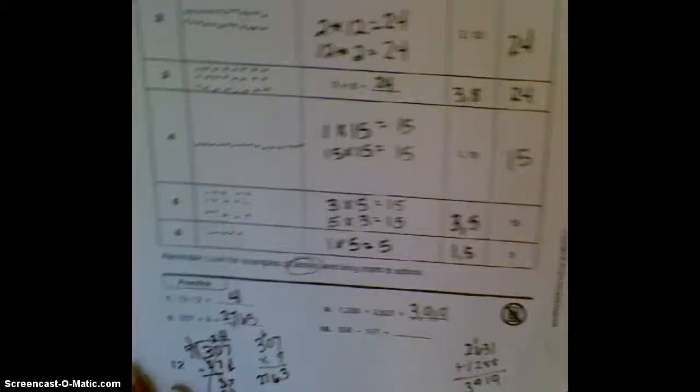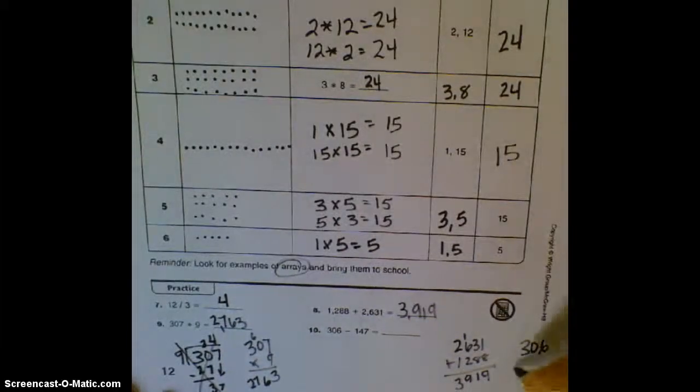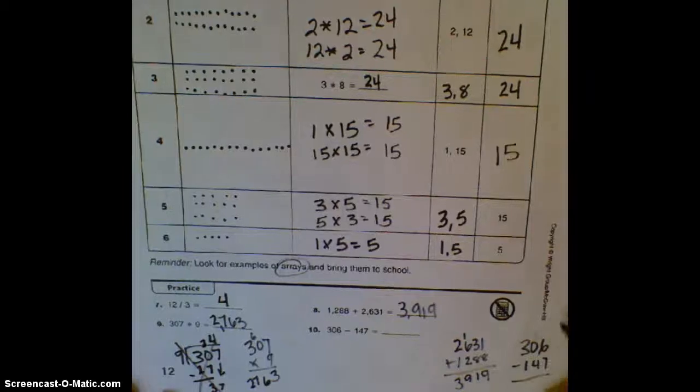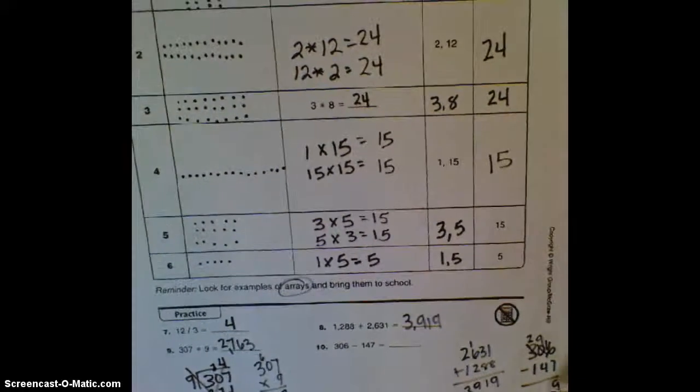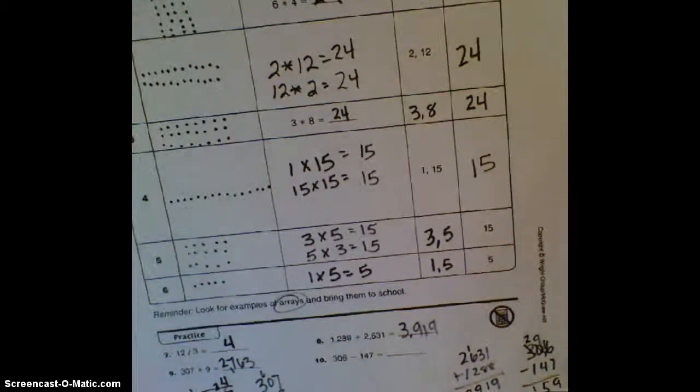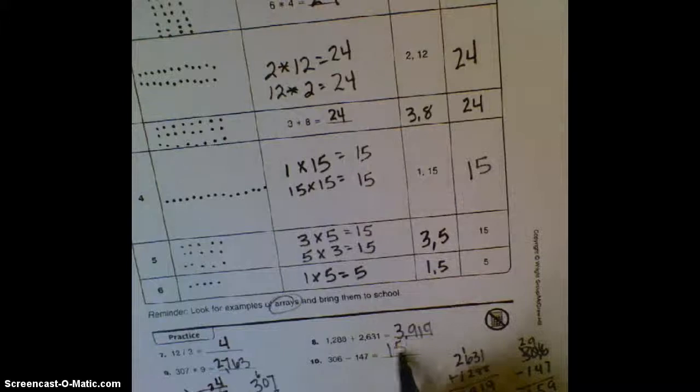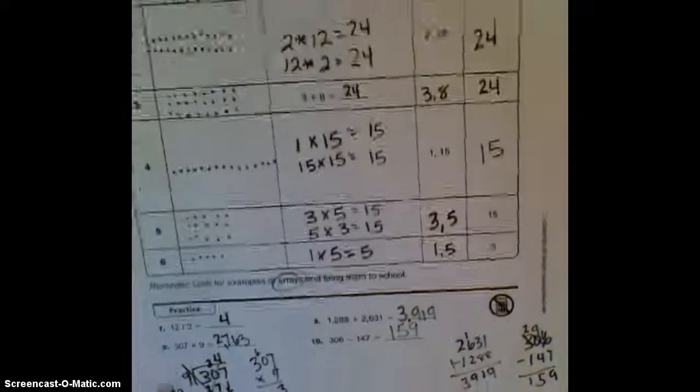And here we've got some subtracting. 306 minus 147. Need to do a little regrouping here. And then we come up with 9 and 5 and 1. 159 for that one. Thanks for working with me today.